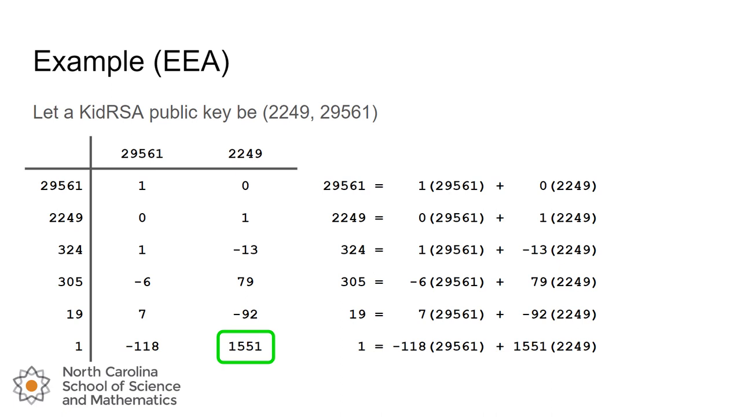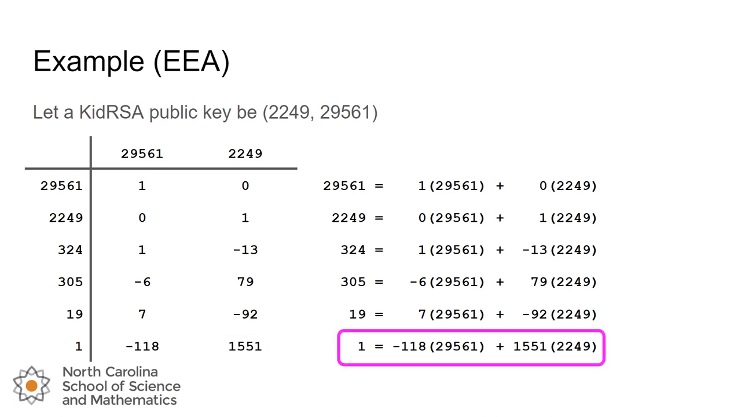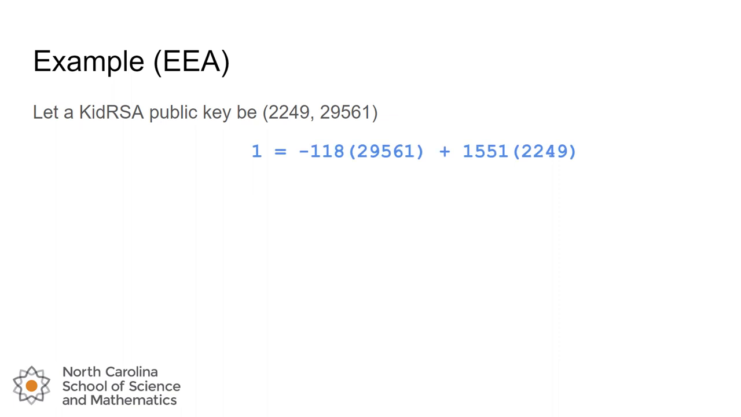Let's verify real quick that these two are inverses of each other. And to do that, we're going to use this long form equation, not the last row in the table, but the corresponding equation for the last row in the table. So let's take a look at it. This is going to be helpful for us. Here's why. If we take the factor that includes the 29561, so that negative 118 times 29561, and we add that term to the other side. So now we've got 1 plus 118 times 29561. We know that's equal to 1551 times 2249.